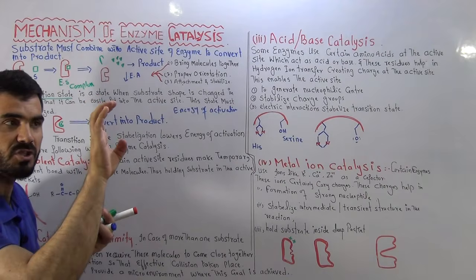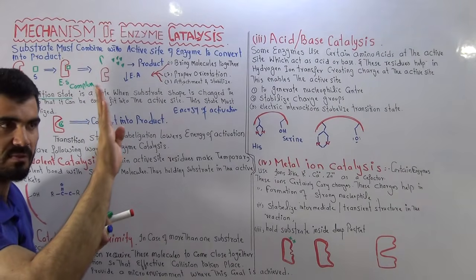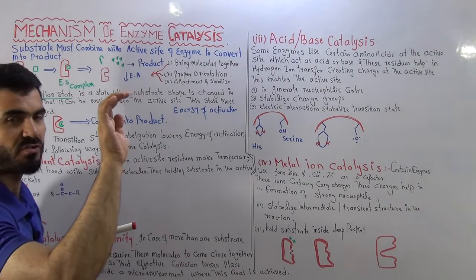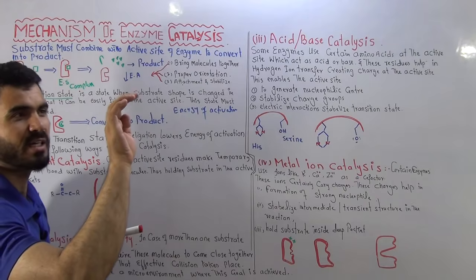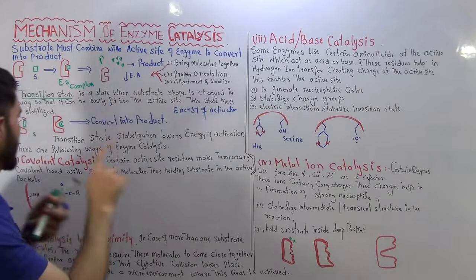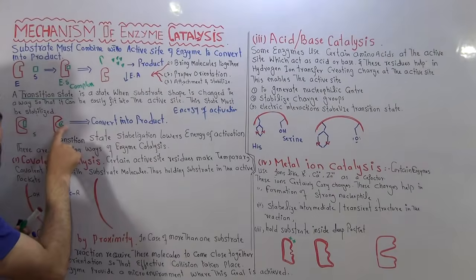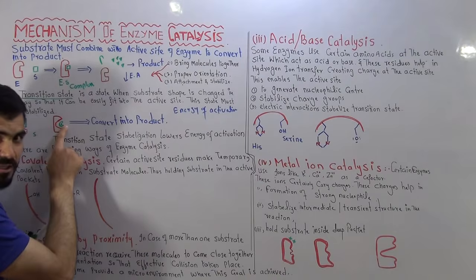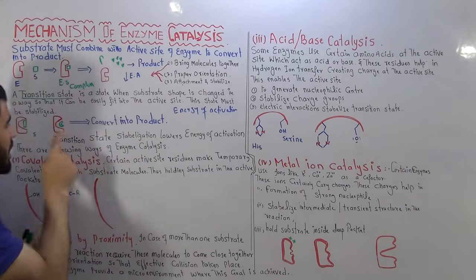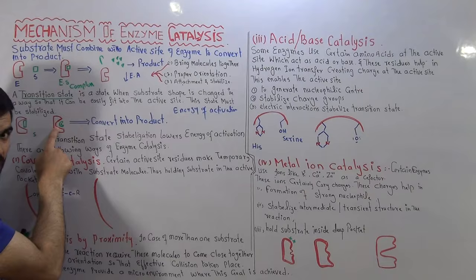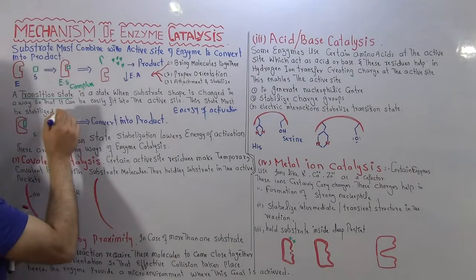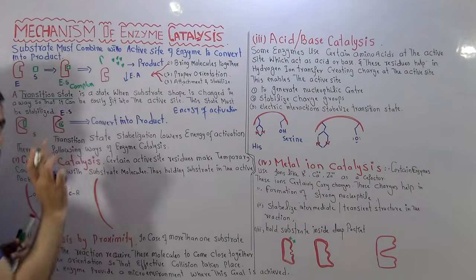Substrate shape must be changed. It was like this, and now some stress will be applied on the substrate so that the shape of the substrate is changed like this. Now here the substrate is a little bit curved. This curved substrate can now fit very well here with the enzyme's active site. This stage is of course called the enzyme substrate complex.